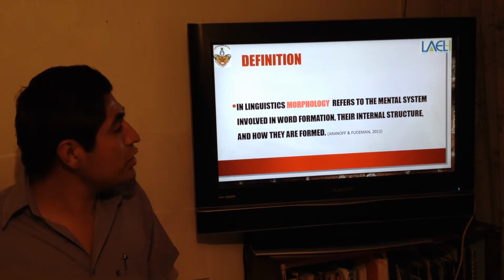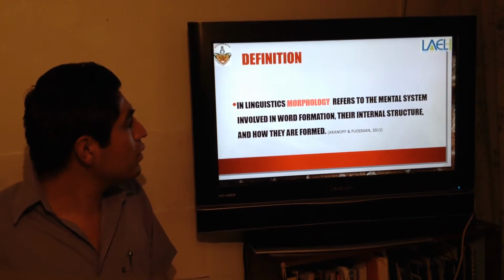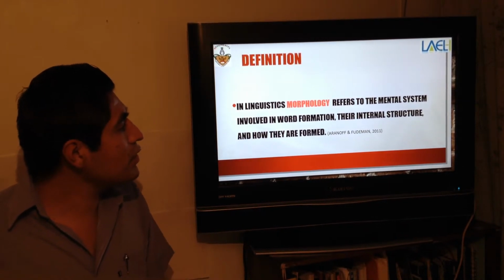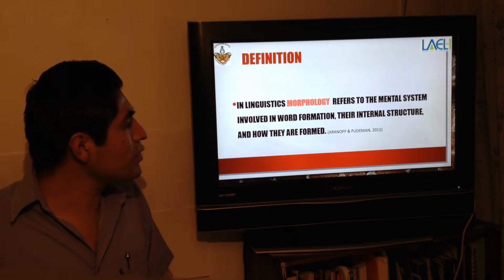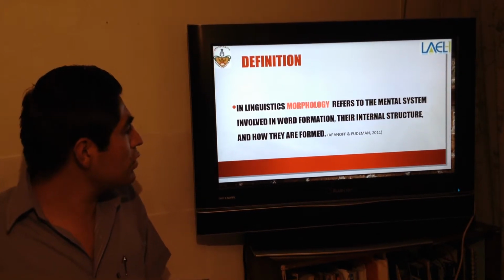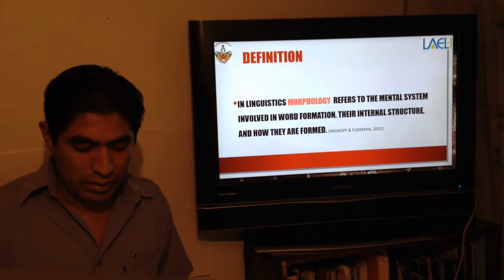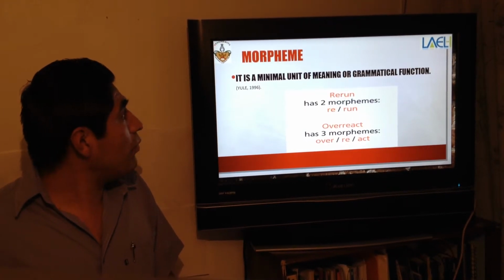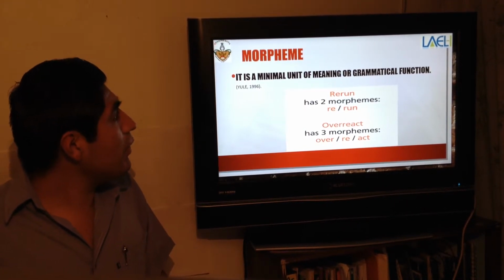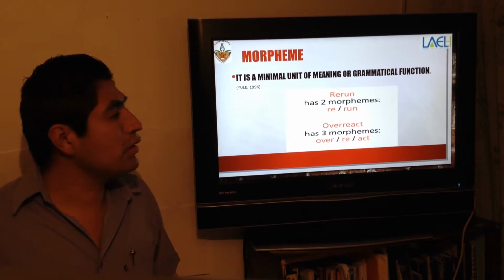What is morphology in terms of linguistics? Well, morphology refers to the mental system involved in word formation, their internal structure, and how they are formed. Let's talk about the morpheme. A morpheme is a minimal unit of meaning or grammatical function.